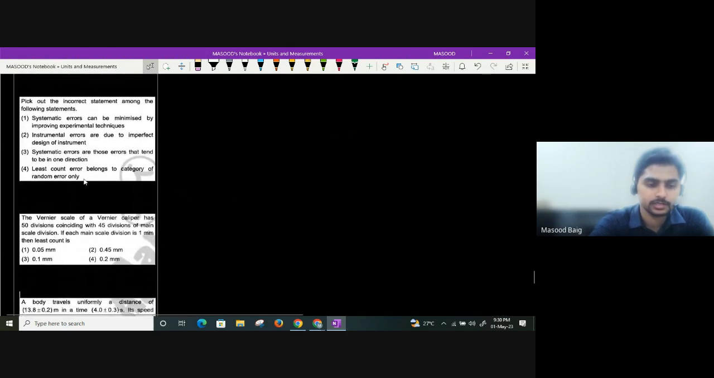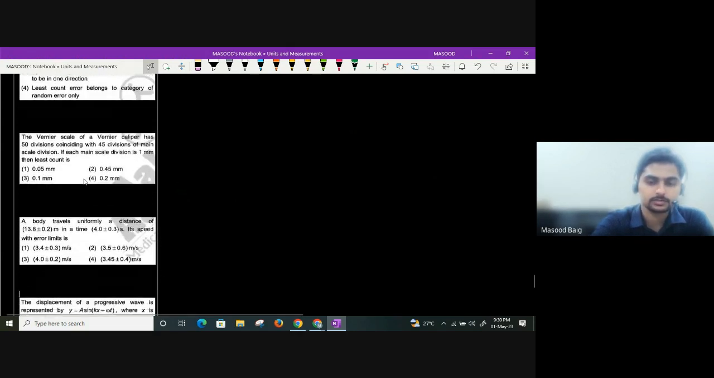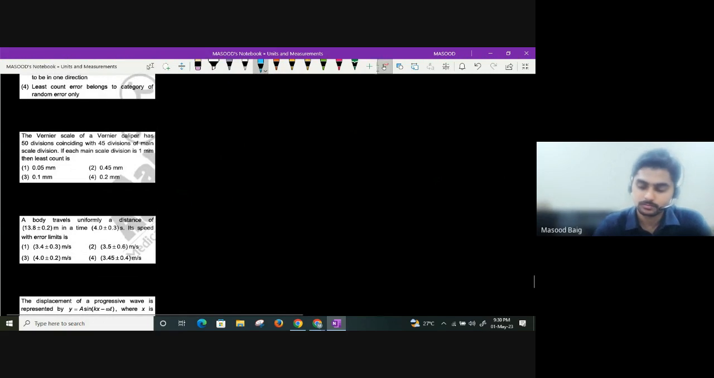Let us do vernier caliper, vernier scale question 1. Vernier scale of a vernier caliper has 50 divisions coinciding with 45 divisions. In reality, 50 divisions should coincide with 49 divisions, guys. So this is a case of which caliper? Abnormal caliper. Even though, I'll write 50 vernier scale divisions are coinciding, means equal to 45 main scale divisions.